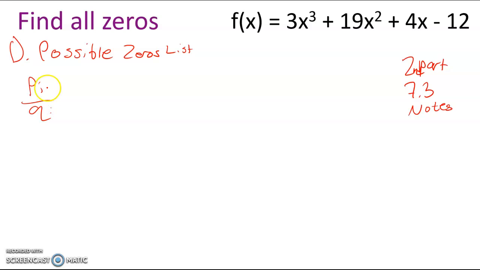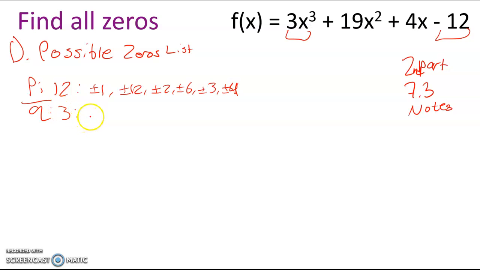Now again, p is my last number here, so factors of 12, which is going to be plus or minus 1, plus or minus 12, plus or minus 2, plus or minus 6, plus or minus 3, and then plus or minus 4, and that is it. And for q, my first number here is the 3, and the only numbers that multiply to 3 are plus or minus 1, plus or minus 3. I'm trying to find numbers that multiply to this last number and to this first number. And then I'm going to divide this first list by all these numbers down here.